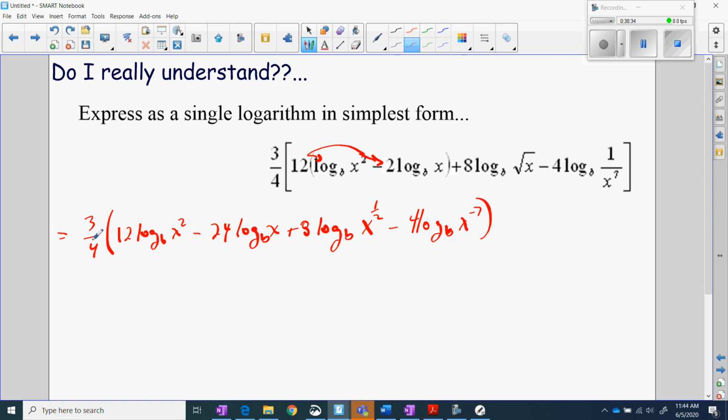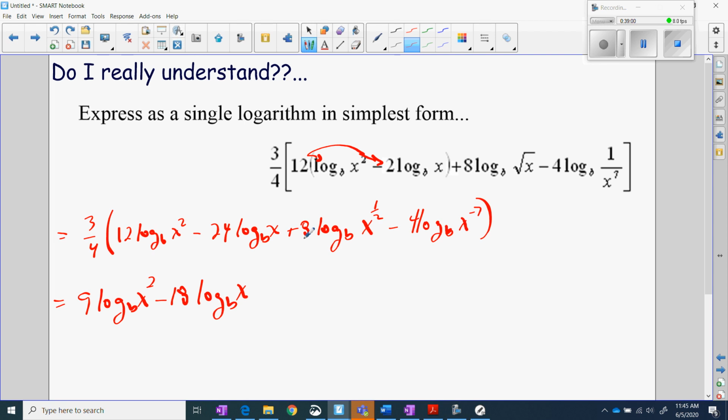Now I'm going to bring 3/4 into each of these coefficients. Now 3/4 of 12, so 4 goes into 12 three times, 3 times 3 is going to give me 9 log of x squared to base b. 3/4 of 12, 4 goes into 12 three times, multiplied by 3 is 9... minus 18 log of x to base b.